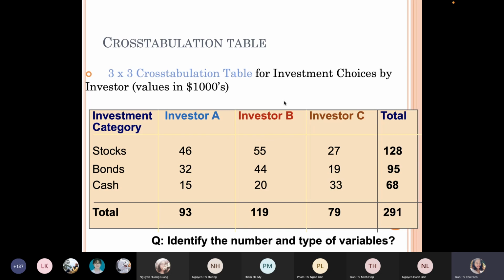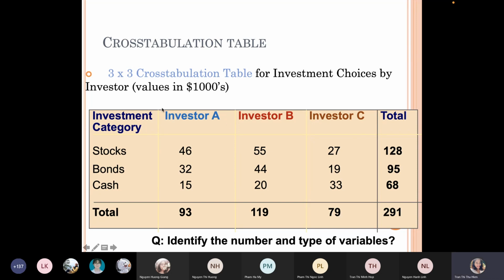For the first part, it is the cross tabulation table. So when you look at the table here, it is a cross tabulation table. Can you answer my question? What is the number of variables? How many variables are here? 3 or 2?